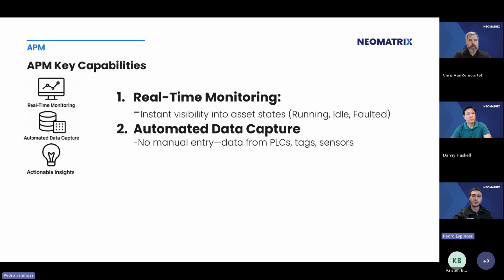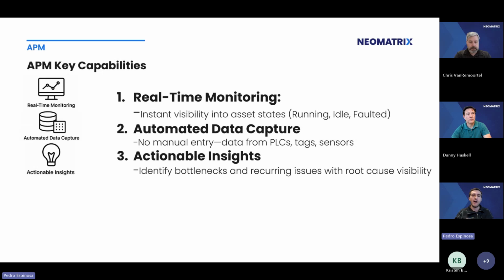The third is turning that data into actionable intelligence, right? So it's not just raw data, but insights that tell you why you're losing performance. For example, if performance is your lowest OEE component, you'd be able to drill down to see that one piece of equipment in your line is causing frequent stops during the day, which allows operators to respond accordingly.